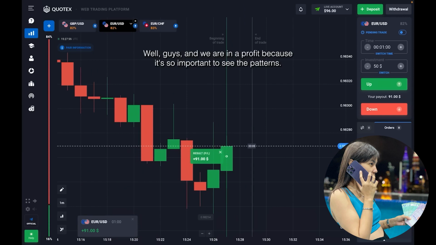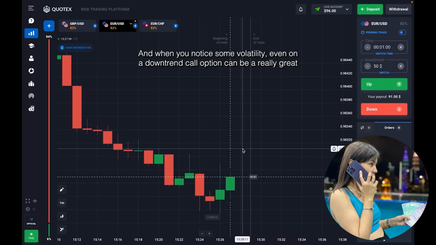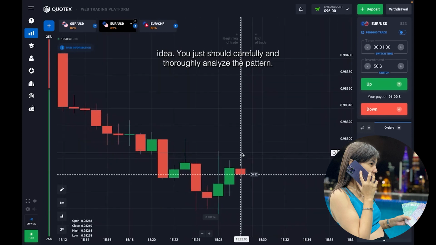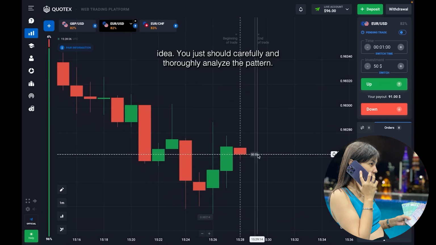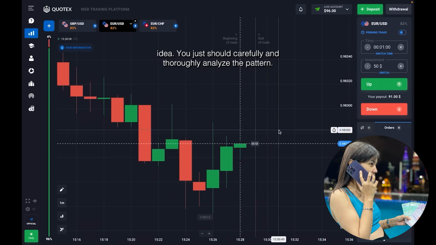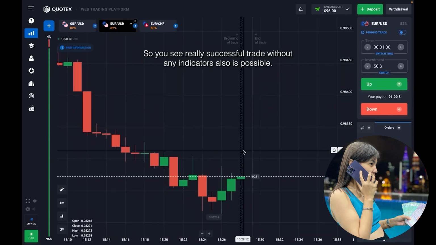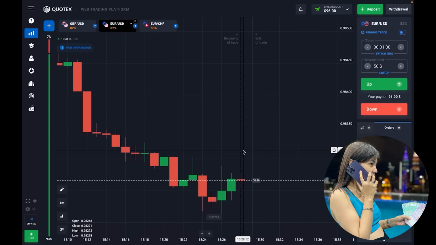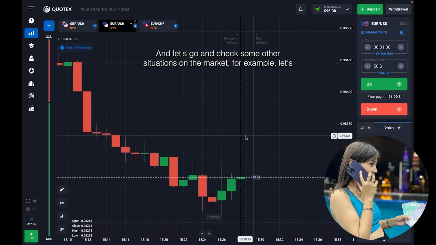So well guys, we're in profit, because it's so important to see the patterns. When you notice some volatility even in a downtrend, call option can be a really great idea. So you just should carefully and thoroughly analyze the pattern, and you see that a really successful trade without any indicators is also possible. And let's go and check some other situation in the market.